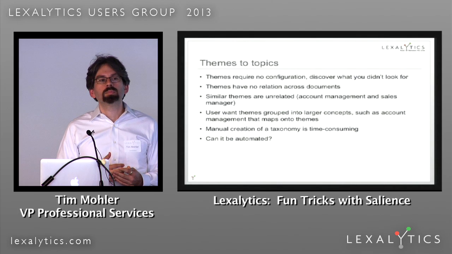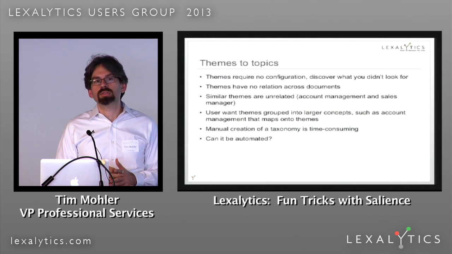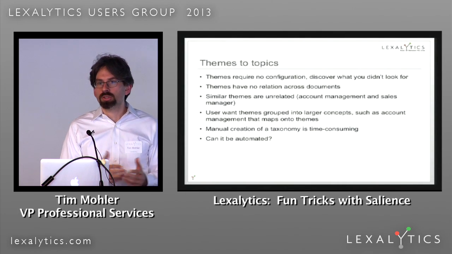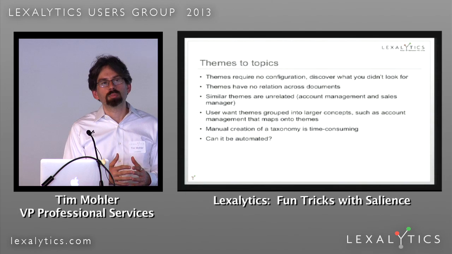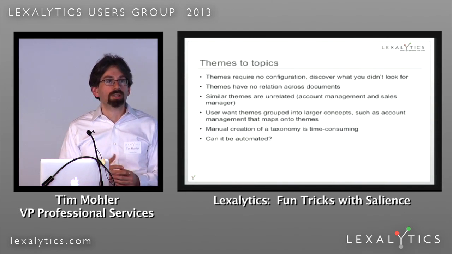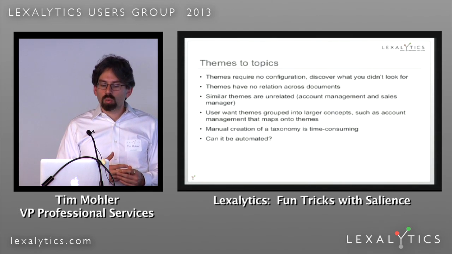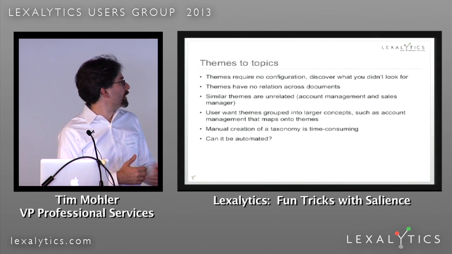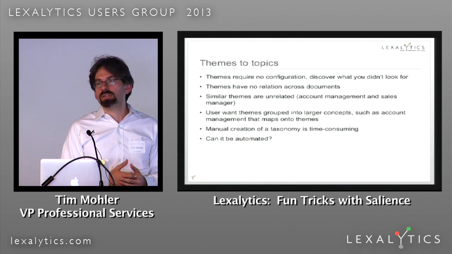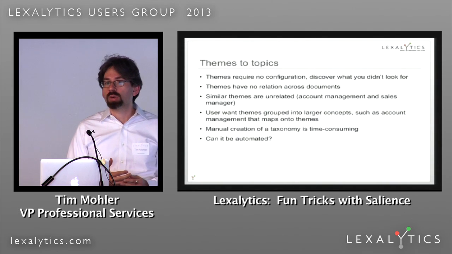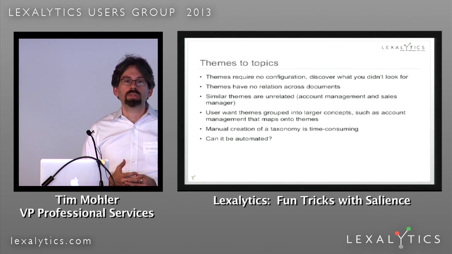However, themes have no relationship across documents inside Salience. Traditionally, Salience is just document-oriented. There is the collections feature in Salience, which tries to roll themes together a little bit, but collections are limited in size. You can't have a 10 terabyte collection of data. So similar themes do not get related because they appear in different documents, and it's hard to roll them together. So you get things like account manager and sales manager, for instance. Those are the same thing to a human in all probability, but Salience reports them as different themes.